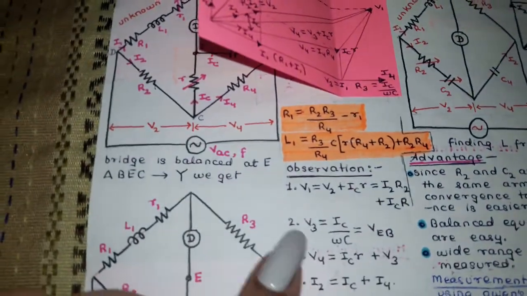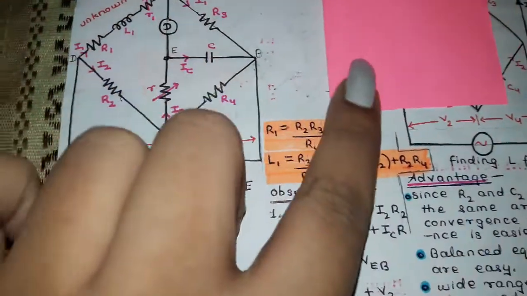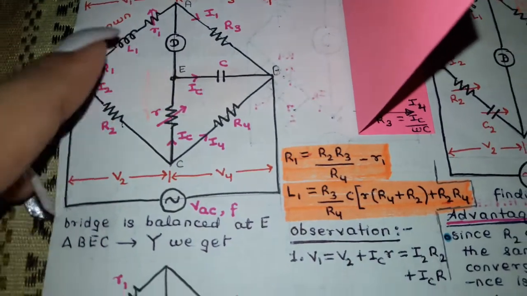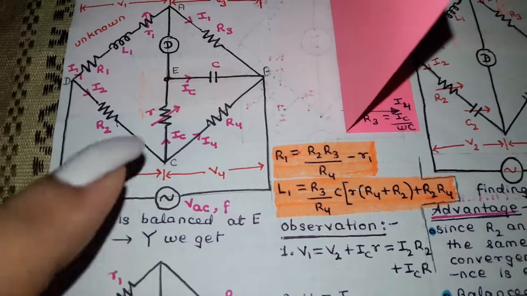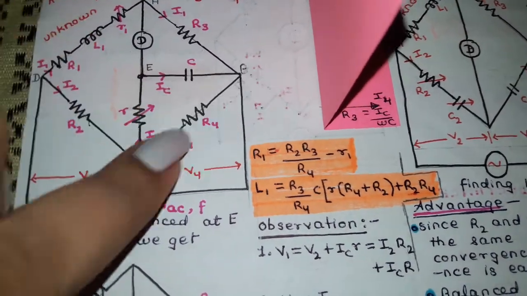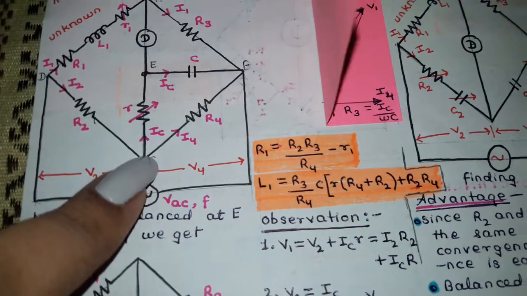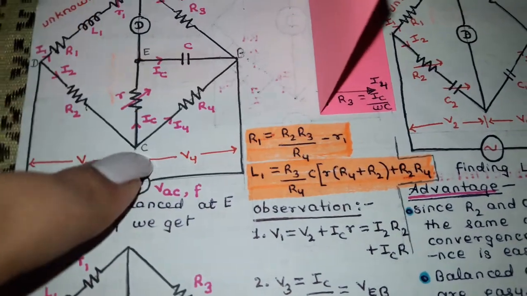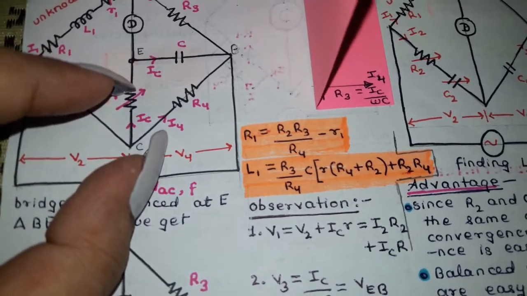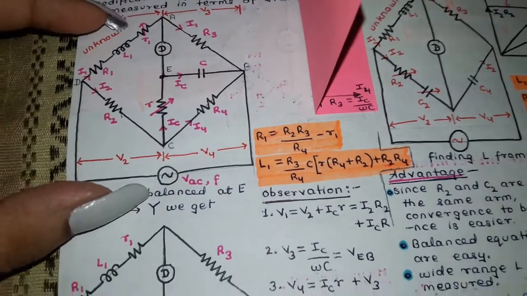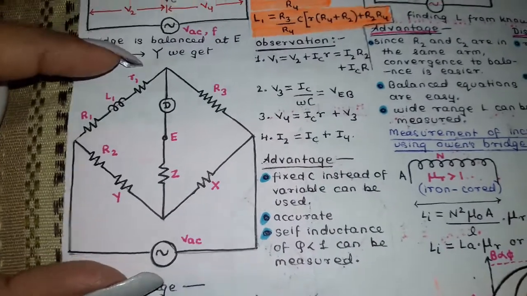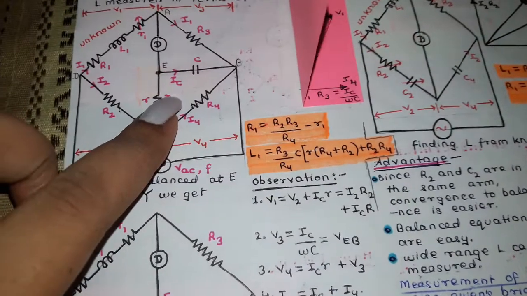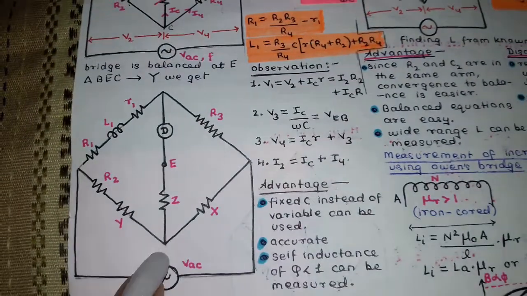Then we have the bridge is balanced at E. Here you see this is the point E in the middle. This is the balance point. Converting this delta BEC, here you see this is in delta. We have studied star delta in electric circuits, you can check that video out. This is star delta conversion. We are converting this particular delta into star, then this circuit is modified as this. On converting that delta into star we get this.